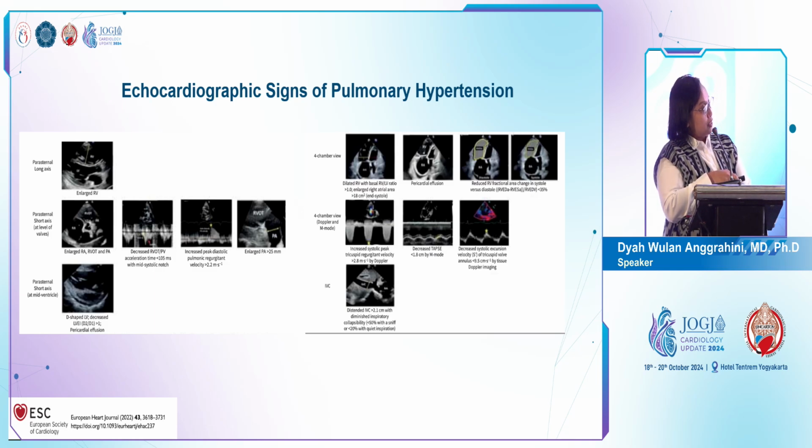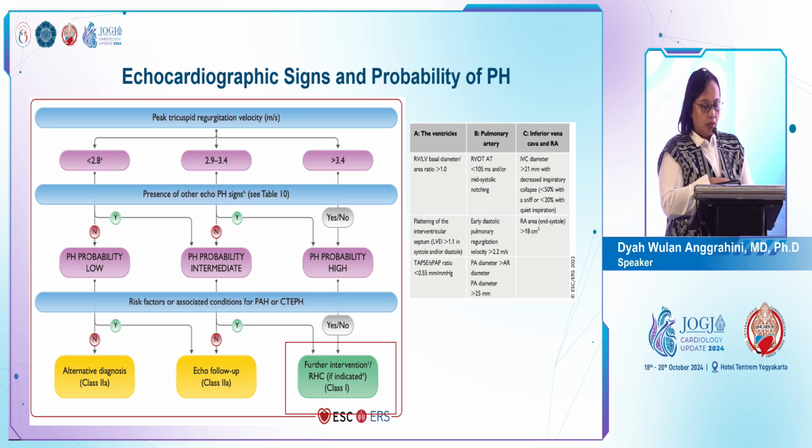If we look specifically at the IVC, we will see dilatation and a decrease in the respiratory variation of the IVC. So additionally, we look at some variables for the ventricles, the pulmonary artery, and also the inferior vena cava. When we combine them, we have this kind of signs.